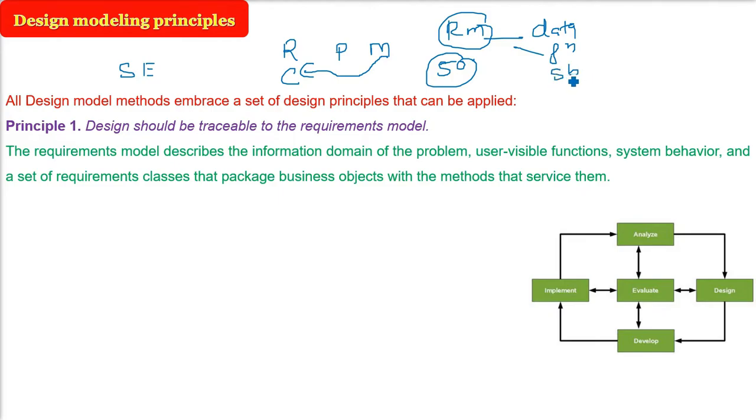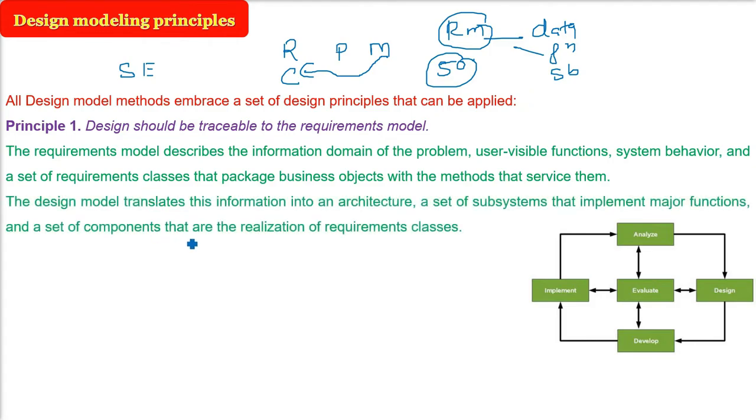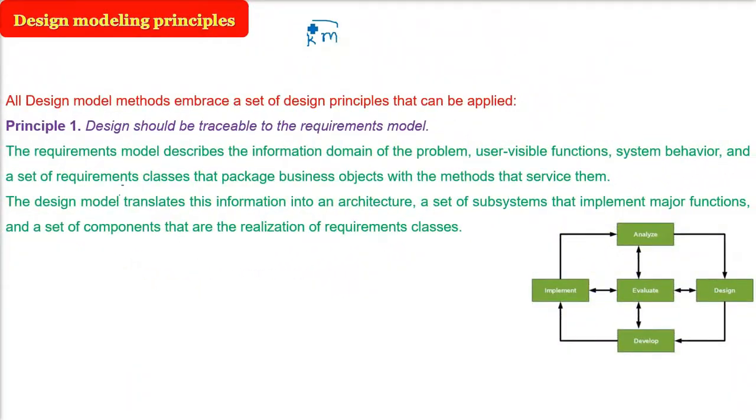And there are a set of requirement classes, that these will be the classes, and these classes will be combined in a package, and what objects will be using, what methods will service them. So basically this design model, whichever is there, we are translating it to design model. That is, design model will come out only from the requirement model. So this requirement model is the basis of the design model. This is very important. That is why we are saying that design should be traceable back to the requirements model.